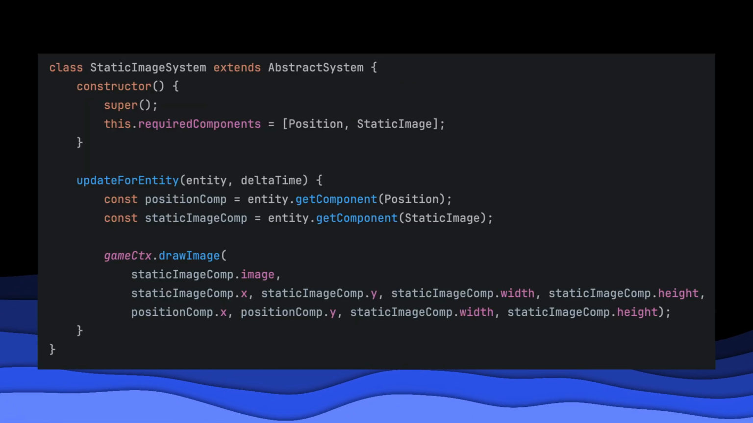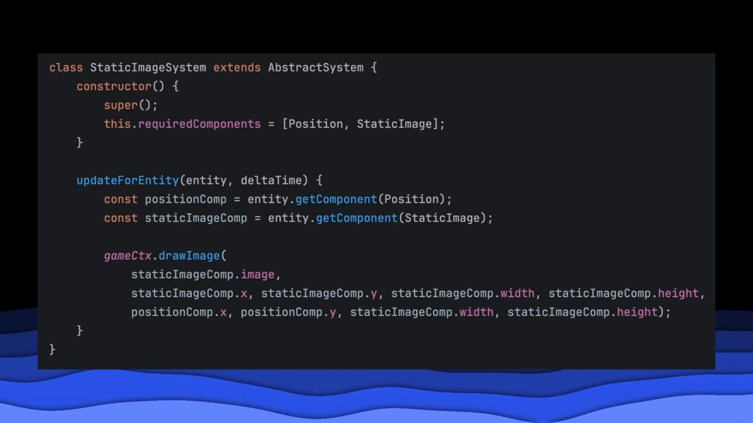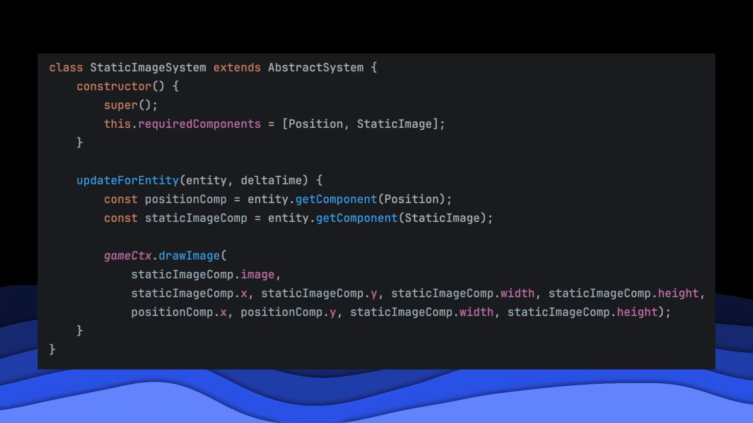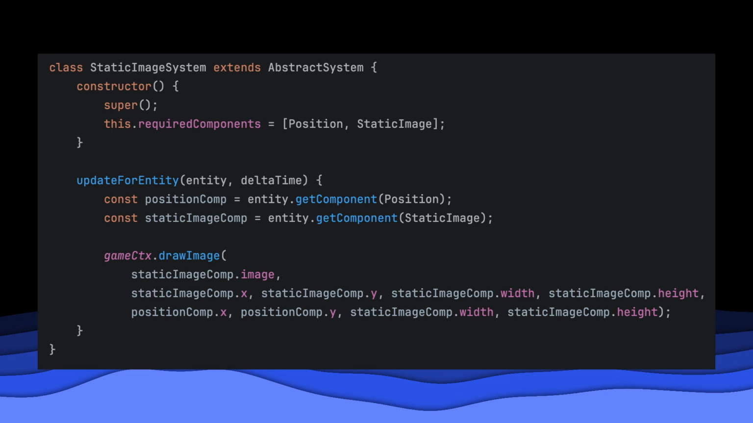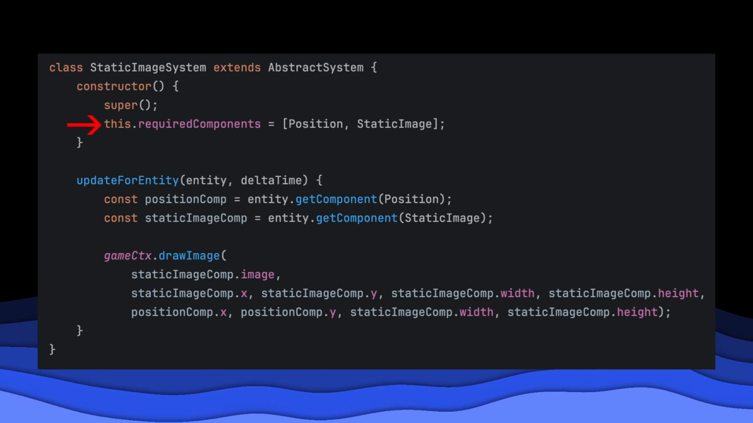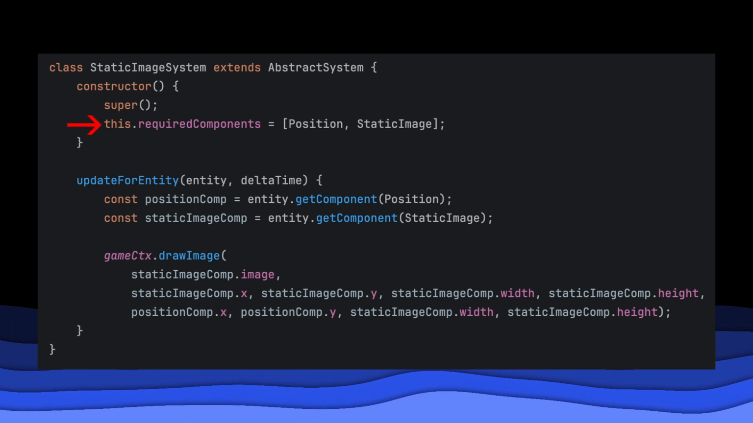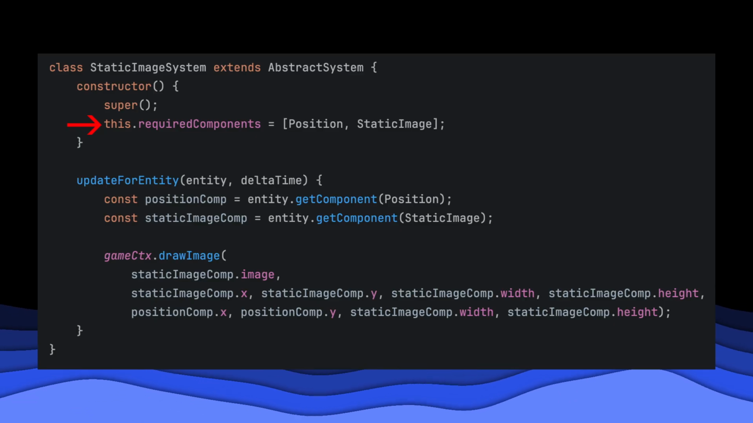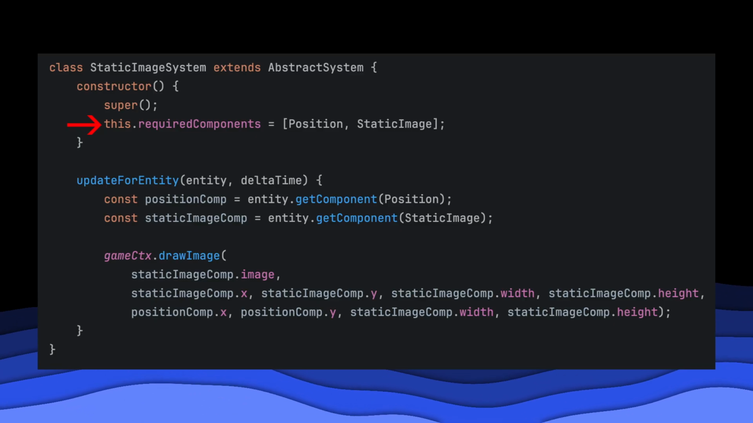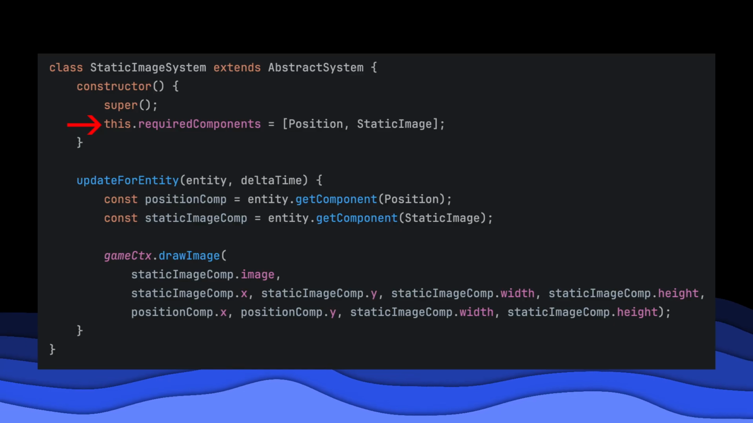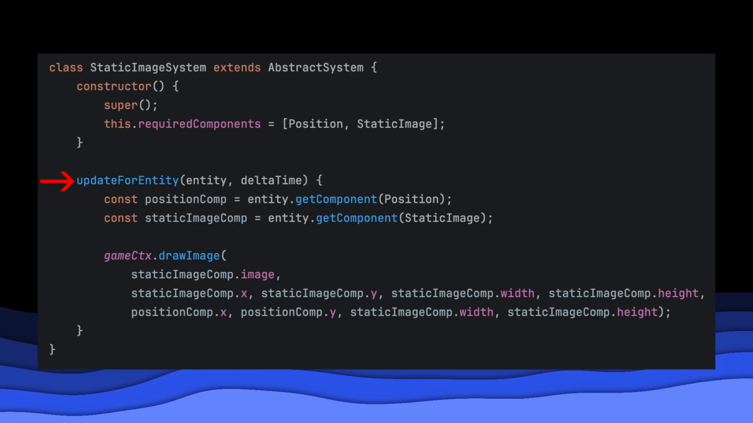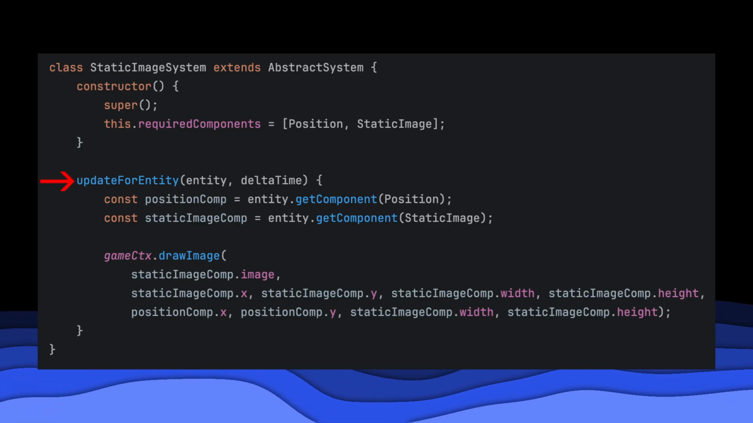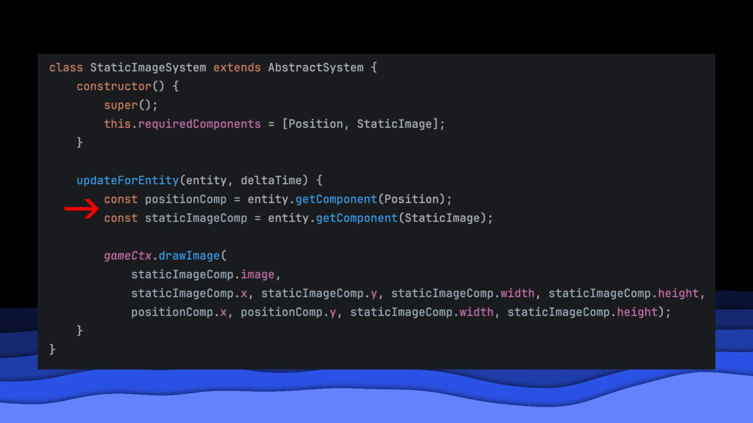Let's take a look at the static image system, since it's a simple example. This is a system for entities that are not animated and render only as a single static image. In the constructor, we can see that the static image system registers that it is interested only in those entities that have a position and a static image component by setting the required components variable. Then, in the update for entity method, it extracts these components from the entity and uses them to draw the image onto the canvas.